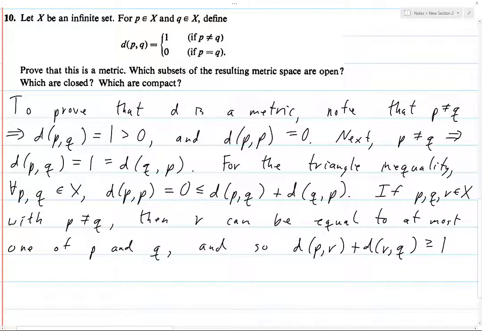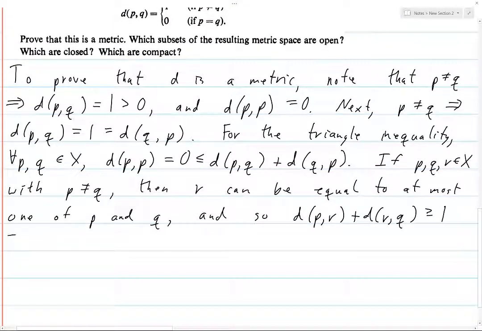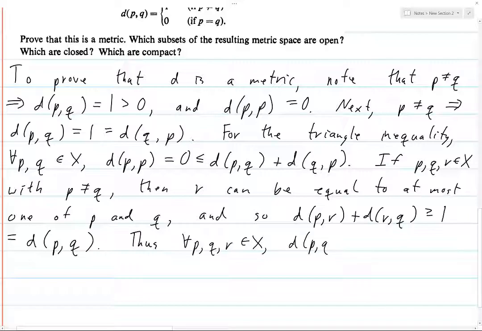But because P does not equal Q, 1 is equal to the distance between P and Q. And thus, for all P, Q, and R in X, the distance between P and Q is less than or equal to the distance between P and R plus the distance between R and Q. And that's the triangle inequality.